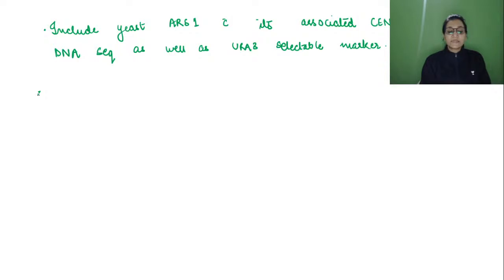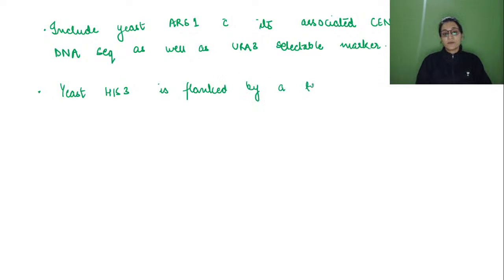After that, the yeast HIS3 is flanked by a telomere-like DNA sequence that are adjacent to the two recognition sites for the BamHI restriction enzyme. So, yeast HIS3 is flanked by a telomere-like DNA sequence and contains the recognition site for restriction enzyme. And which restriction enzyme are we specifically saying? BamHI.